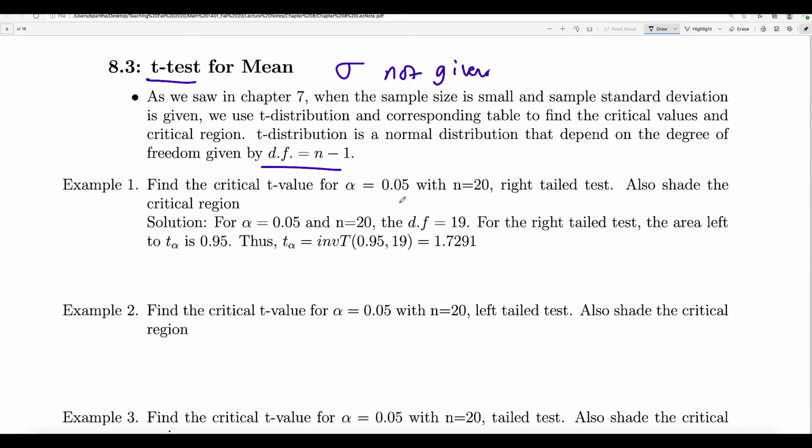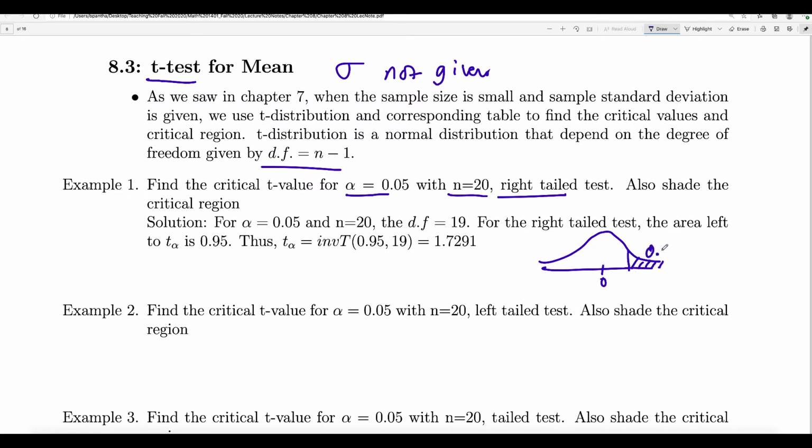First of all, let me review how you would find the critical t values when alpha is given, the sample size is given, and the tail of the test is given. Find the critical t value for alpha equals 0.05, n equals 20, and a right tail test. Let us make a normal curve, with 0 in the middle. Alpha is 0.05, right tail test, which means you shade only the right side.